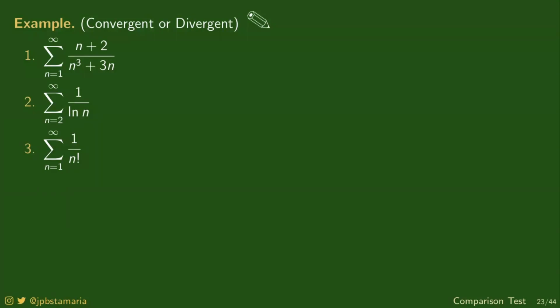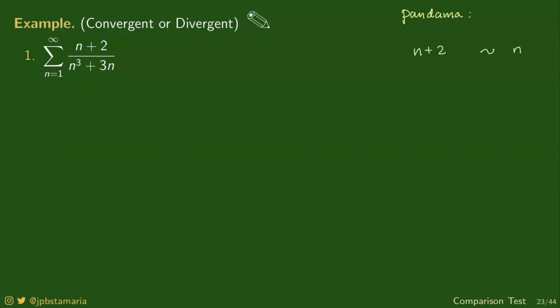Okay. So, sa aking palagay, ito'y convergent. Yung number 1. How did I know? Ganito. Turuan ko kaya ha. Turuan ko kayo ng pandama. O sige, pandama. Ganito ko nararamdaman. Yung n plus 2, iniisip ko linear lang yan. Iniisip ko n lang siya.